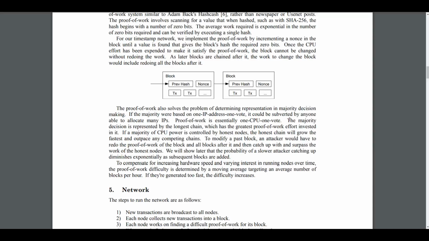But so to modify a passed block, an attacker would have to redo the proof of work of the block and all blocks after it.